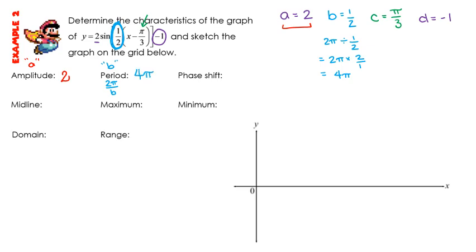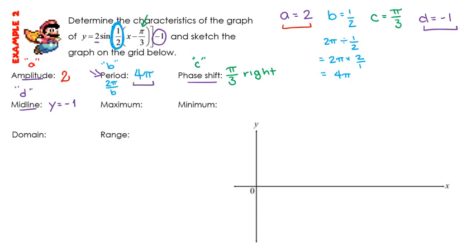Our phase shift is pi over 3, and since it's positive, that means that our phase shift is going to be pi over 3 units to the right. So the phase shift is always related to the c value. And our midline is related to our d value. So if the d value is equal to -1, then our midline is automatically y is equal to -1. So amplitude, midline, and phase shift, you just take the numbers as is. The period, however, you do have to apply the formula 2 pi over b to get your correct period.